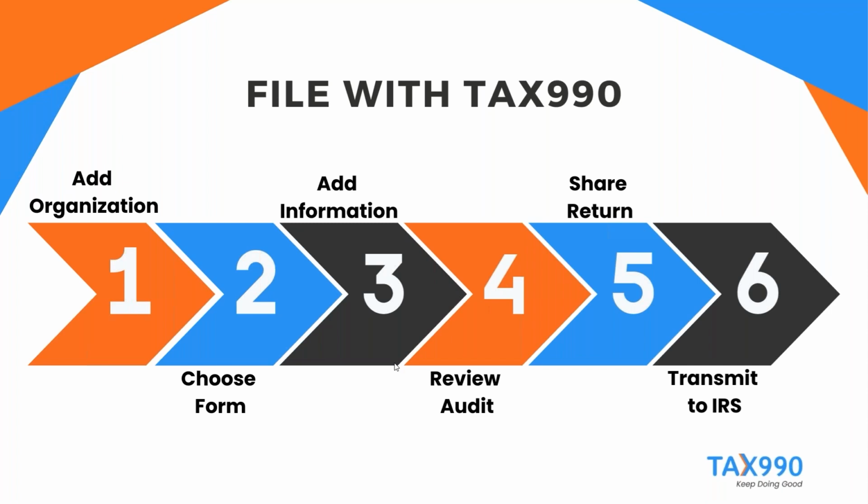Filing with Tax 990 can be a very quick 6-step process. You'll start by adding your organization to the account. You'll choose the form that you need to file. You'll add your information to the form and then do the internal audit. Once your audit is complete and your errors are resolved, you'll have the opportunity to share the return as mentioned, and then you can transmit it to the IRS.